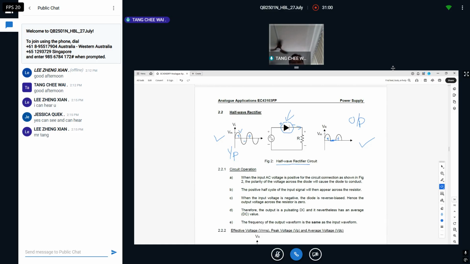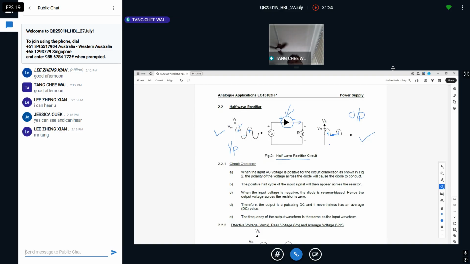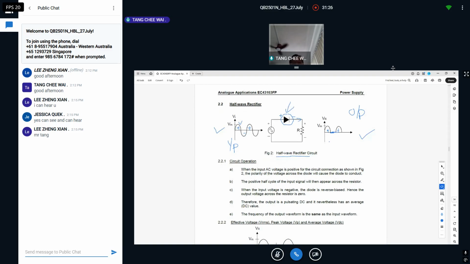Are you okay? So only, I repeat, only the positive cycle goes through because it's forward bias and current flows through the resistor, and then you have the voltage drop. Okay, so that explains the circuit operation in 2.1. If you have not followed me, you can read it on your own. If you still don't understand, please ask me. Or you want to ask me now, no issue. I can repeat the whole thing if you don't understand. Any question before I move on?